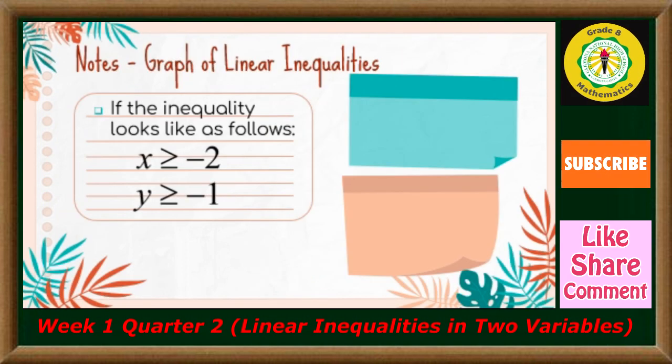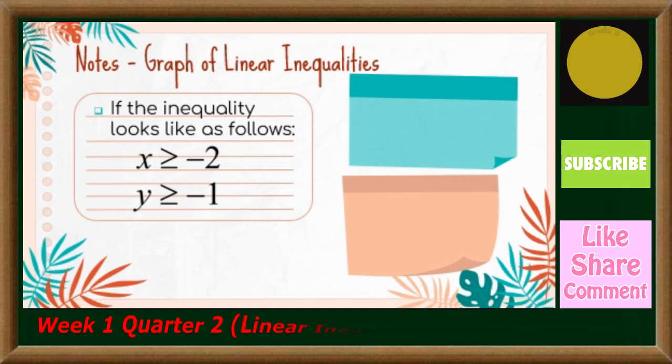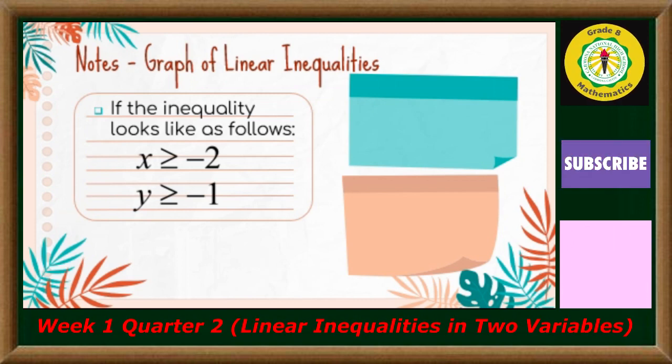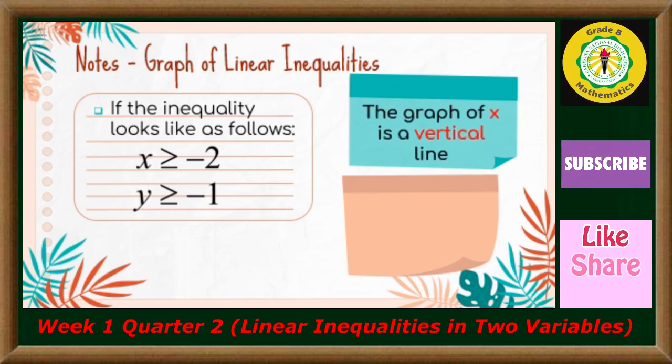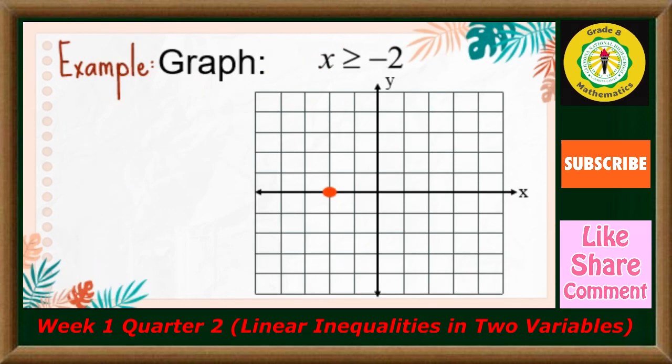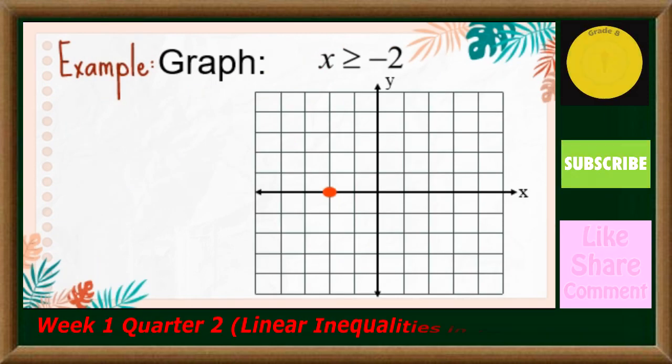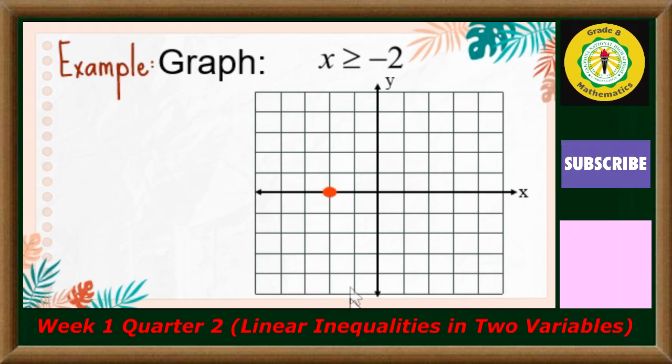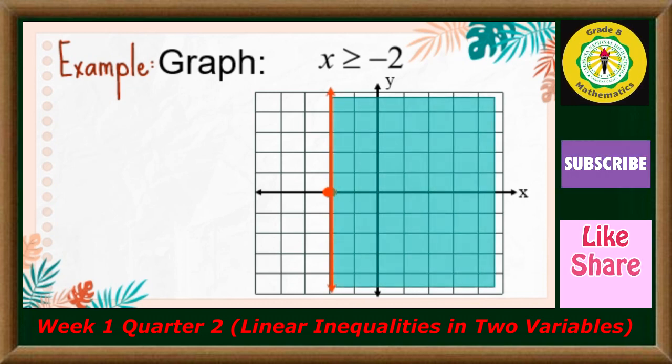Note the graph of linear inequalities. If the inequality looks like as follows, x is greater than or equal to negative 2 and y is greater than or equal to negative 1, remember the graph of x is a vertical line and the graph of y is a horizontal line. Now, this is the graph of x is greater than or equal to negative 2. So we have here negative 2 and a vertical line. The shaded part is going to the right of the line.